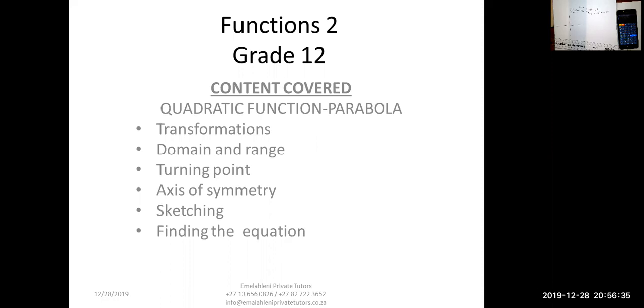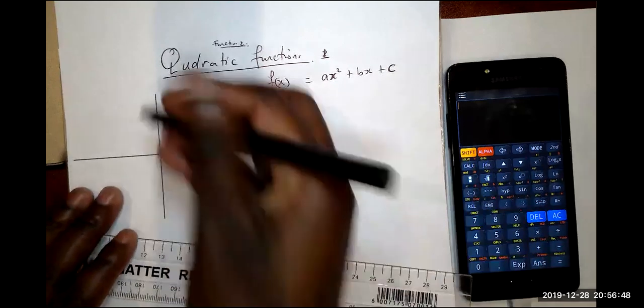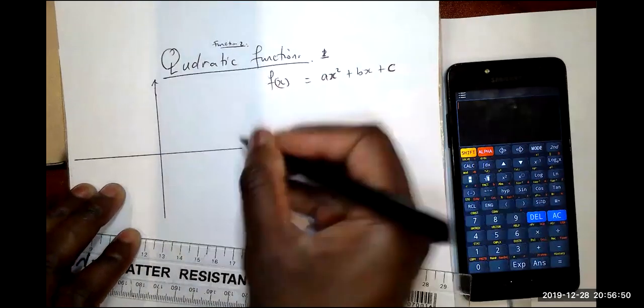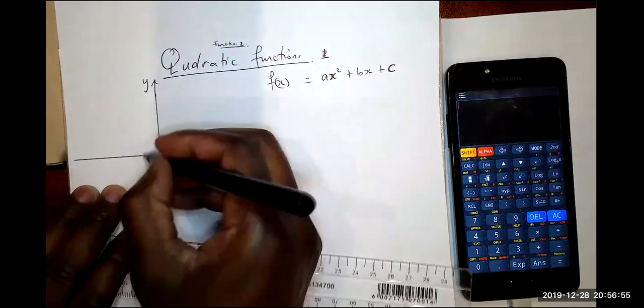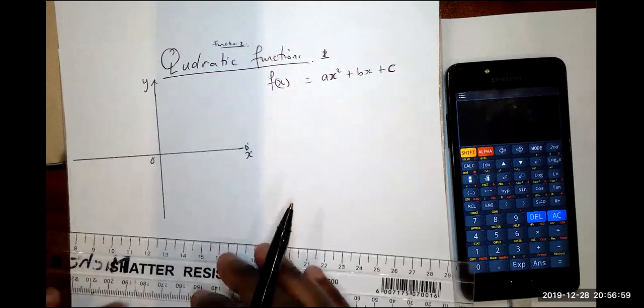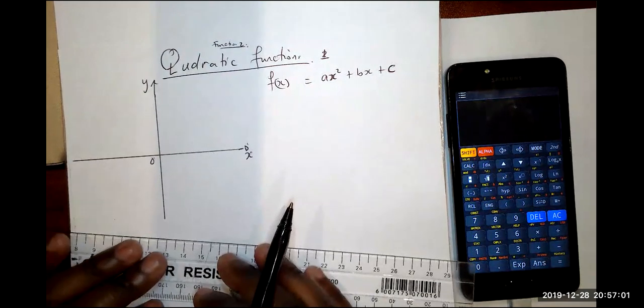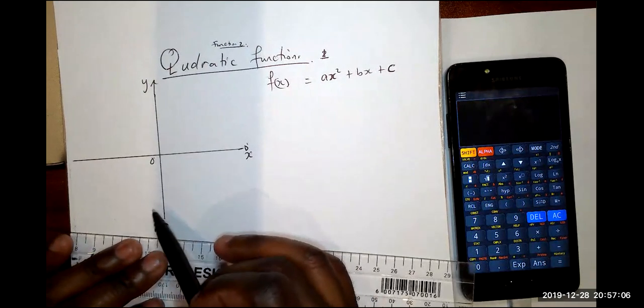Now, it's called a quadratic function or parabola because it gives you a parabolic shape. Let's see what's happening here. When you check nicely, remember we have this x and y. Whenever you are sketching, you mustn't forget the axes. You must indicate that that's your x and that's your y, and then you also need to indicate the origin.